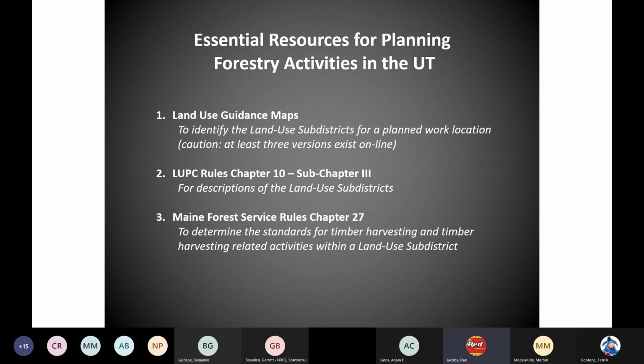And then Maine Forest Service Rules, Chapter 27. Those will help you determine the standards for timber harvesting and related activities within the specific subdistrict that you're working. So those would be the regulations on your forestry activities within a specific subdistrict.